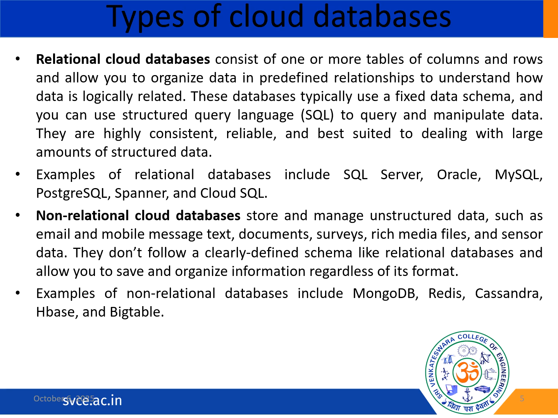Non-relational cloud databases can store and manage unstructured data, for example email, mobile messages, text, documents, surveys, and information from sensors and so on. They don't follow a clearly defined schema like relational databases, and they allow you to save and organize information regardless of its format. So it is mainly used to manage unstructured data. In particular, they can rapidly adapt to changing workloads and demands without increasing the workload of already overburdened teams.